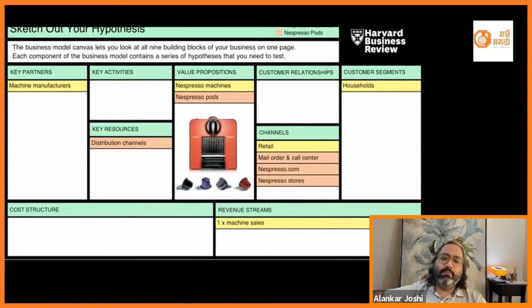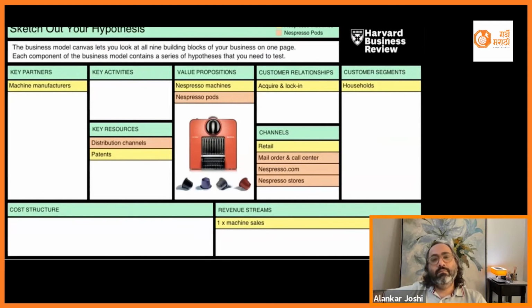Now, why do they use different distribution channels for the machines and the pods? Well, they use retail because it has the broadest reach possible, because they want to get the machine into your household. Once you have it in your house, you're actually locked in because you can only use Nespresso pods. That's so-called switching costs, which prevent you from going to another machine manufacturer. And they defend that through the patents that they have in the key resources. And some of those patents actually expired last year, which means they need to renew their business model to a certain extent.